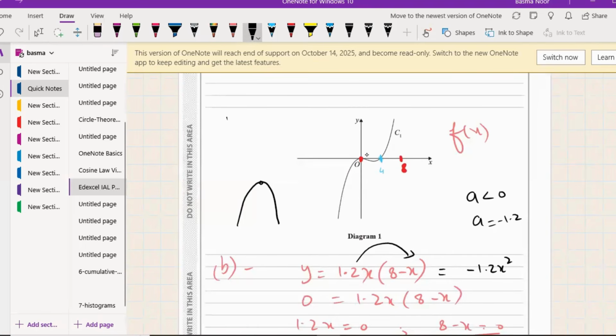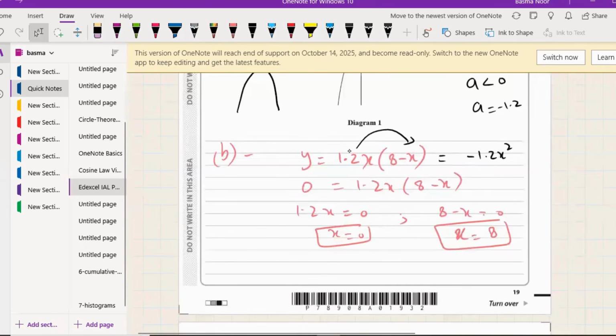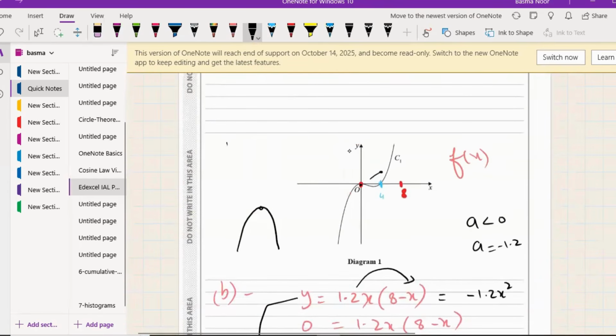We already know the x-intercepts, and the vertex is going to be in the middle. We are not sure about the y point, but the vertex is in the middle of the x-intercepts. The middle of 0 and 8 is 4, so the parabola will look something like that. And for the y-intercept, you put x equals 0 and replace x with 0, and you get y as 0. So my y-intercept is also 0.